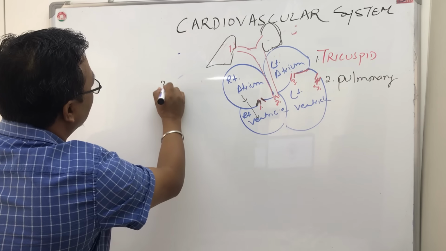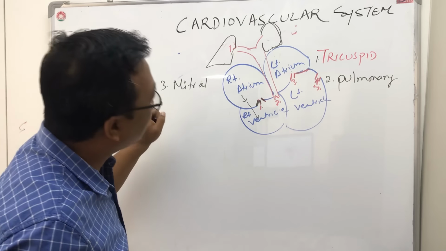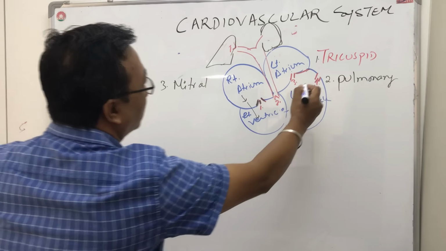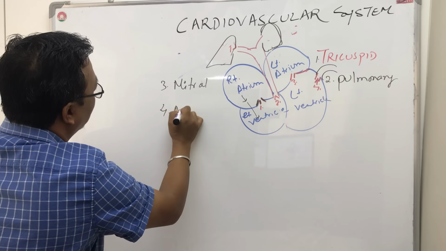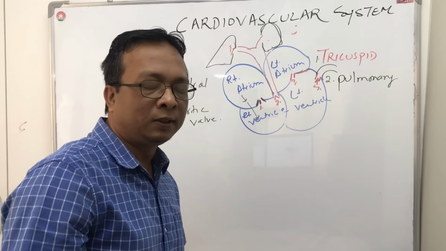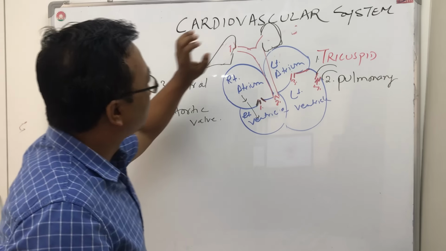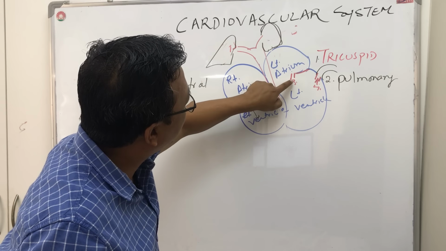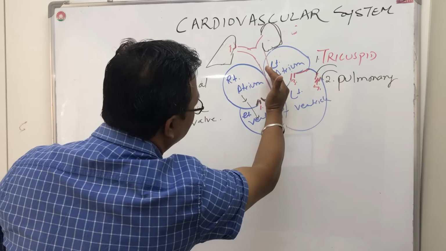The third valve is between the left atrium and the left ventricle. That is number 3, the mitral valve. And the 4th valve is where blood goes out of the left ventricle to the aorta. We call it the aortic valve. You have to remember these 4 names. It's not so difficult, just like remembering the names of your 4 friends. Starting from here: tricuspid valve, pulmonary valve, mitral valve, aortic valve. 4 valves.